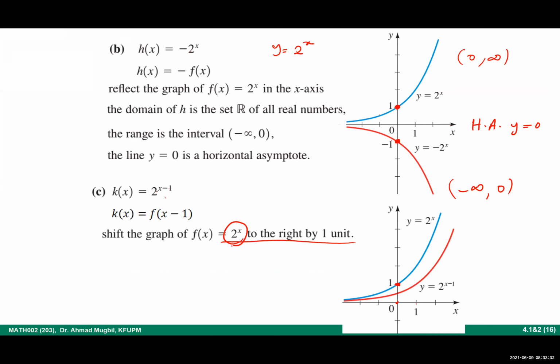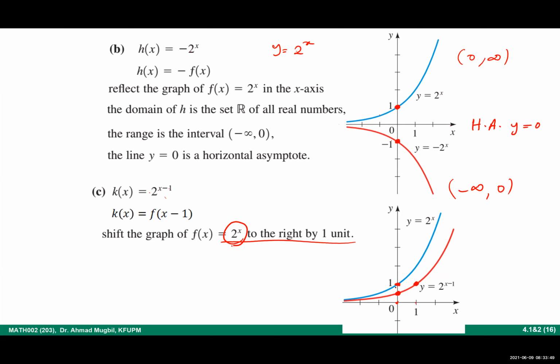Now for x equals 0 here, what will you have? You will have a half. So this point will be shrunk, which is why we will have vertical shrinking. So at 0, it will be a half. At 1, it will be 1. So this point now, here it is.